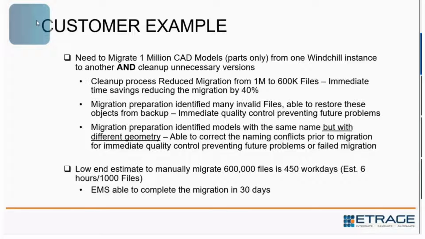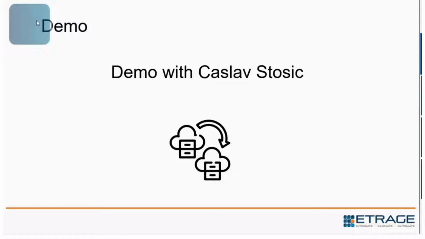So, time savings for this. A low-end estimate that we've come up with: if you were to manually upload 1,000 files, very clean, with an experienced Windchill user, we're estimating 6 hours of time required. By that metric, it would take 450 workdays to migrate 600,000 files. EMS is able to complete something like this in 30 days. Again, cleanness of data and consistency of data make a big difference. But these are the sorts of numbers where we can help customers accelerate their migrations and make sure it's a successful migration. With that, I'm going to hand things over to Czeslaw.